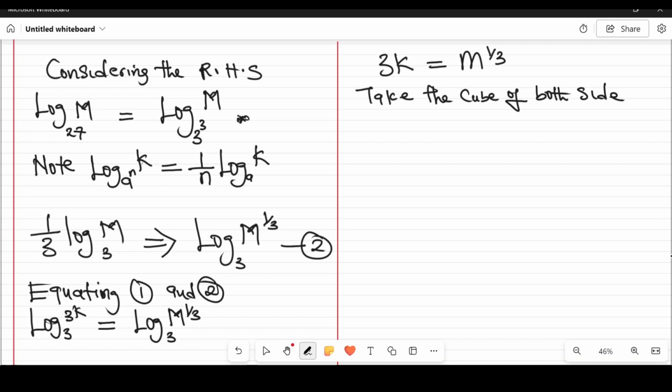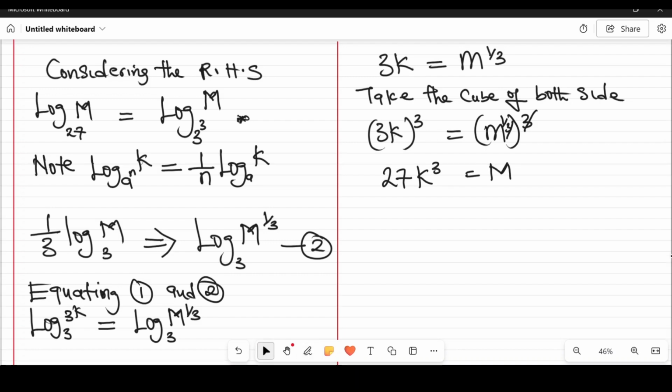So our expression becomes (3k) all raised to the power 3 equal to n all raised to the power 3. So this 3 cancels out this 3, and we're left with 27k raised to the power 3 equal to n. So I write n equal to 27k raised to the power 3. That is your answer. I believe that we have been able to obtain the relationship between n and k in exponential form.